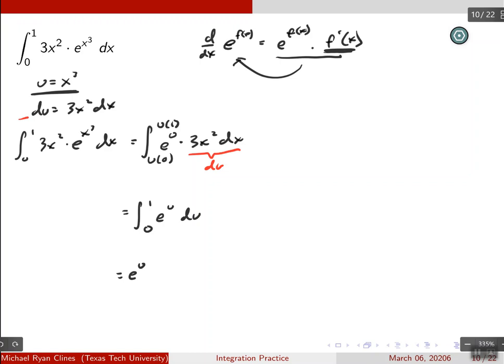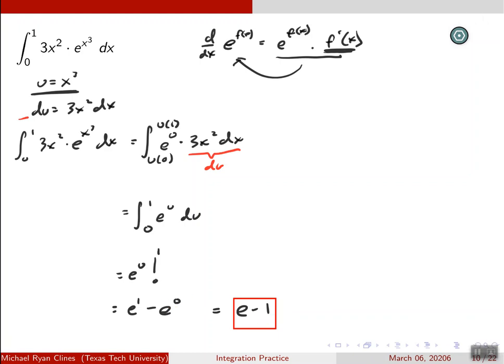But since we're doing a definite integral, we have to deal with these limits of integration from 0 to 1. And now we just plug in e to the 1 minus e to the 0. And that's just going to be e minus 1. Why is it e minus 1? Because anything raised to the 0th power is just going to be equal to 1.